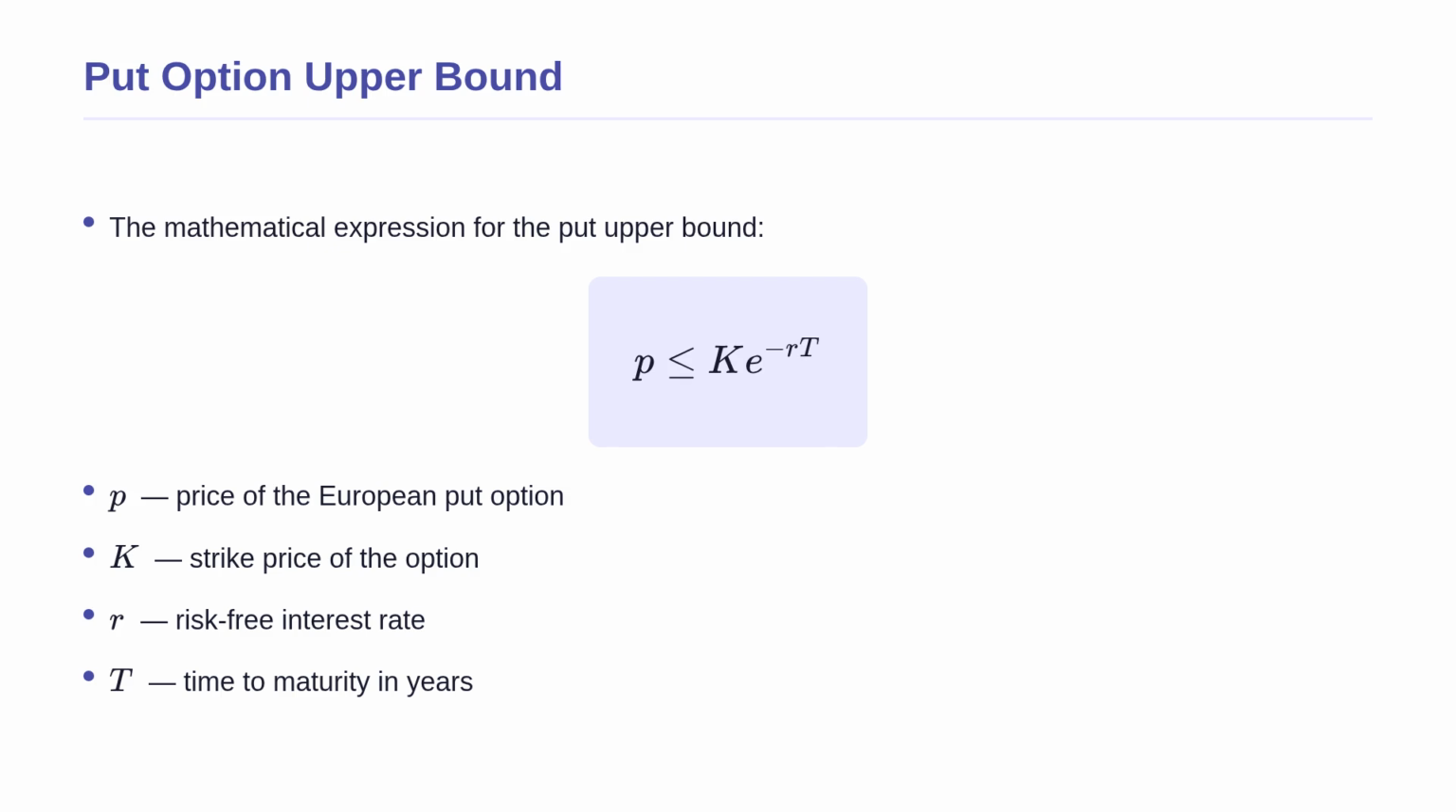If the interest rate R increases or if the time to maturity T increases, the present value shrinks further. This means the upper bound for the put option becomes lower as interest rates rise or time extends.